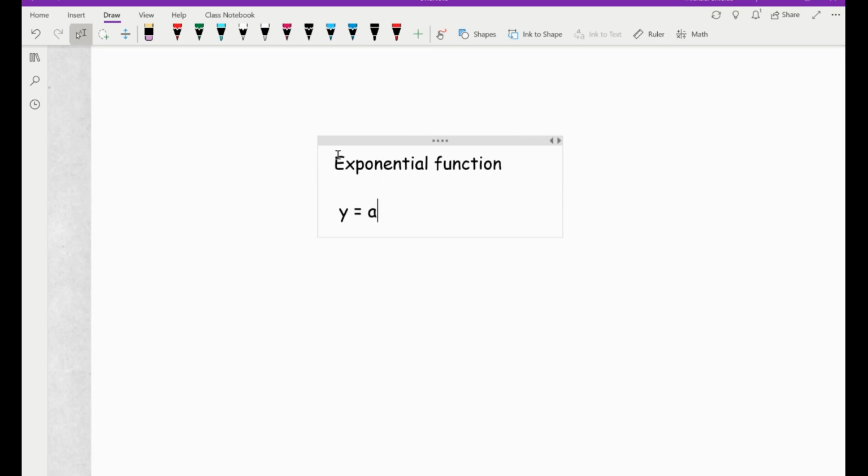It'll equal some starting number, 1 plus r, if this is a growth function. Let me go back and actually add that. This will be a growth exponential function: 1 plus r raised to the t. Typically, r is going to be some percent increase written as a decimal.